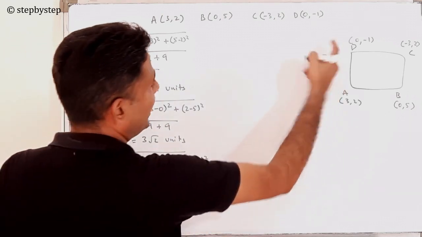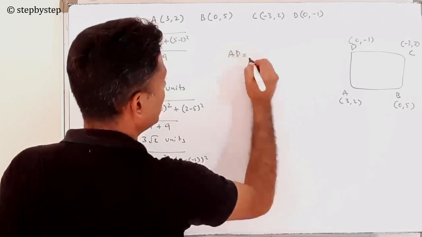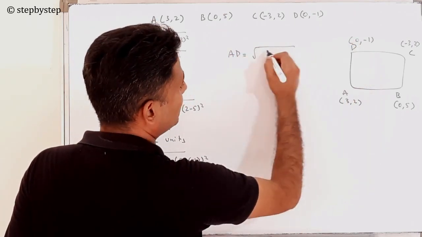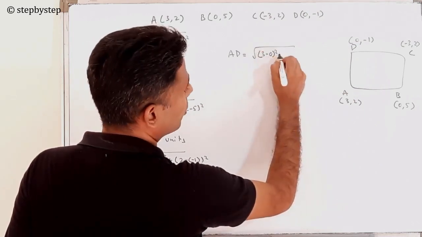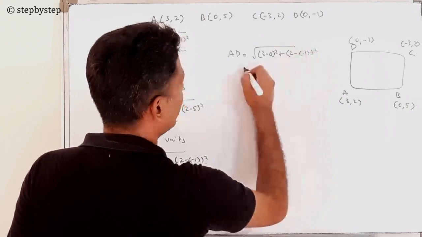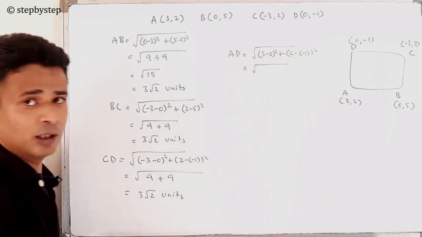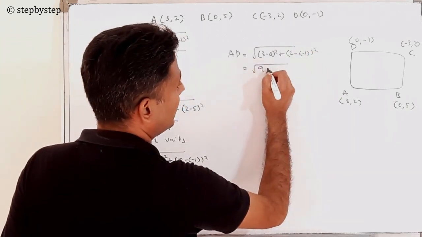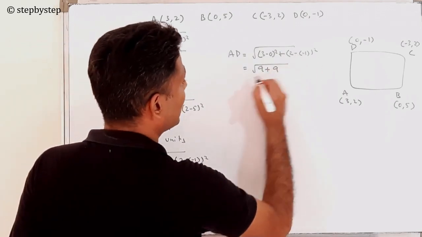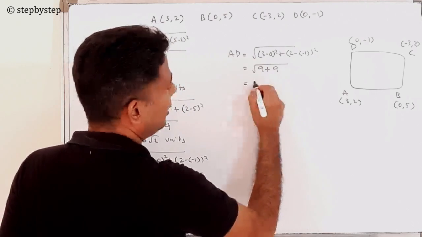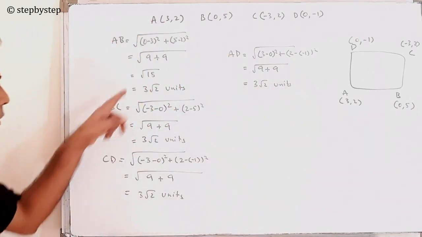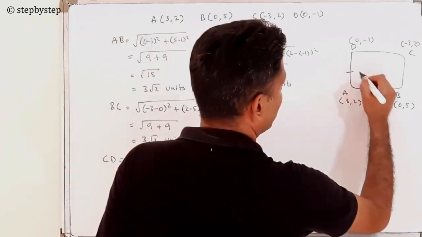And last we will find AD. I'll take this as x2, y2. So x2 minus x1, 3 minus 0 whole square plus 2 minus of minus 1 whole square. So 3 minus 0, 3 square is 9, plus 2 minus of minus 1, 2 plus 1, 3 square is 9. Again I am getting root of 18, that is 3 root 2 units. Now we have shown all four sides are equal.